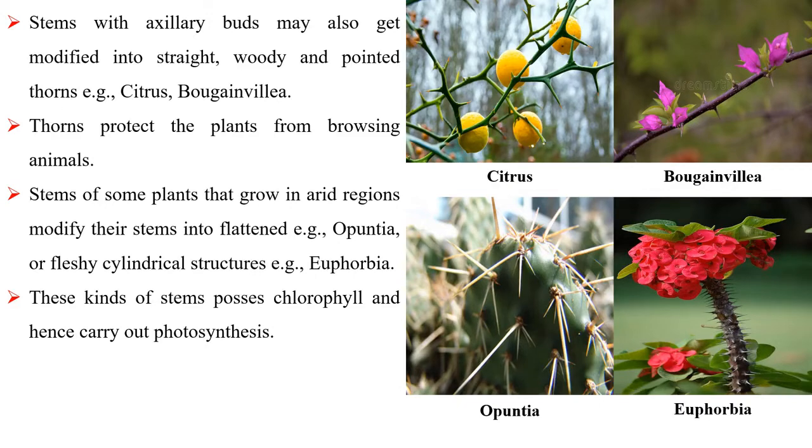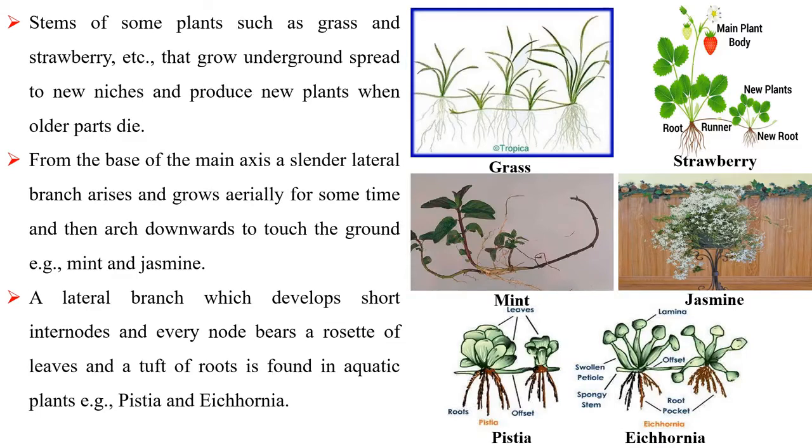Stems of some plants that grow in arid regions modify their stems into flattened, for example Opuntia, or fleshy cylindrical structures, for example Euphorbia. These kinds of stems possess chlorophyll and hence carry out photosynthesis. Stems of some plants such as grass and strawberry, etc. that grow underground spread to new niches and produce new plants when older parts die.